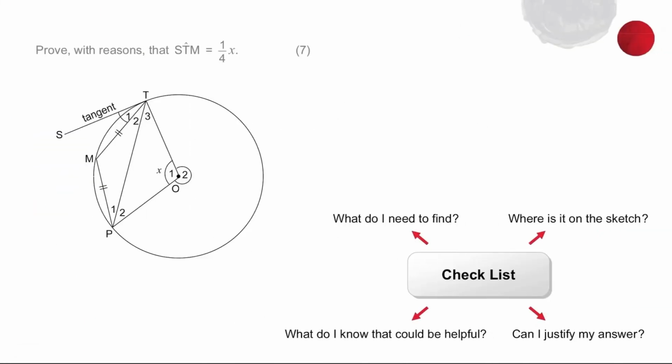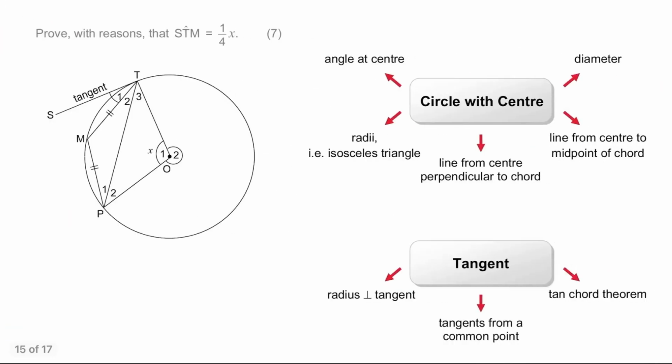So we've pretty much gone through our checklist. We have thought about what we need to find. We know where it is on the sketch. What do we know that could be helpful? We'll put that into practice as we try the actual question. And can I justify my answer? So the challenge now is, what do we know that could be helpful, and can I justify my answer?